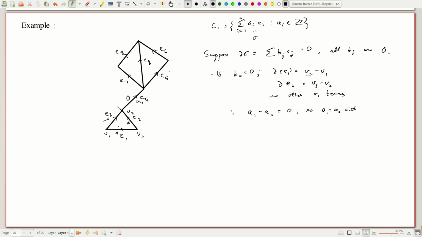Now E5 and E6 have to be equal because you go in and out here. So let's call this beta. And E7 and E8 have to be equal. So let's call this gamma. And what about E9? Well, E9 is going to be the following. So at this point we have a gamma, a beta, and an A9. So this is going to be minus of beta plus gamma.